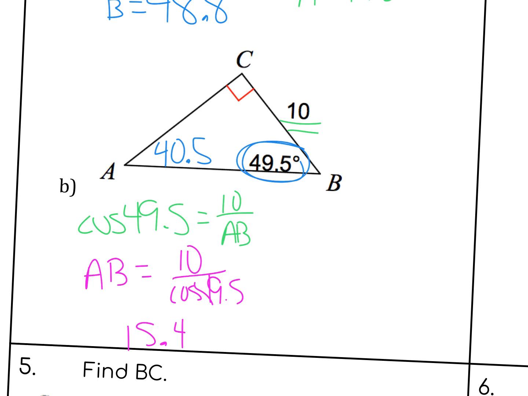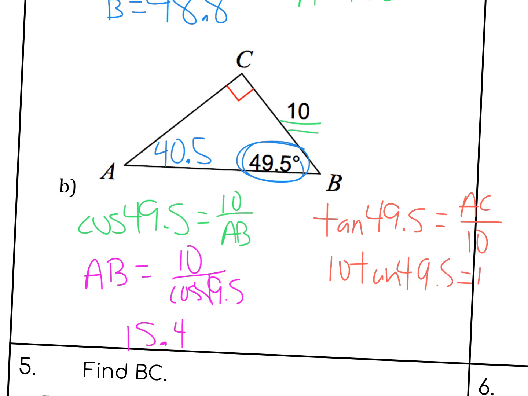Let's do a similar idea to find AC. I'm again going to use the adjacent, but I'm going to use the opposite this time. So that's the tangent of 49.5 is the opposite, which is AC, over the adjacent, which is 10. Multiply both sides by 10. You get 10 tangent of 49.5. That's going to be AC. 10 times the tangent of 49.5 is 11.7. So AC is 11.7.